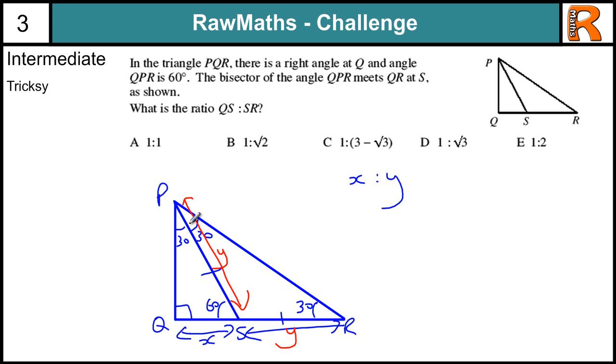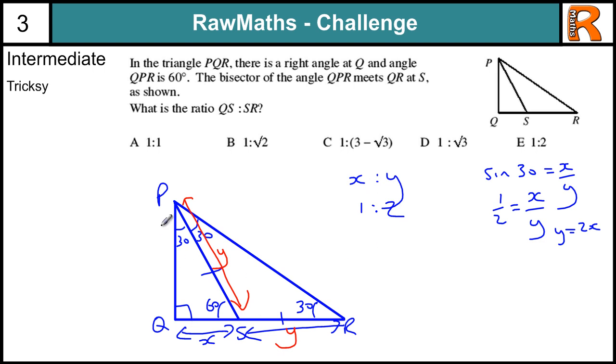Well, we could use trigonometry here and look at the ratio: the sine of 30 is opposite over the adjacent. Let's have the sine of 30 equals X over Y. And the sine of 30, we may or may not know, is a half. So that's X over Y. So that tells us that Y equals 2X. So the ratio would be, if X is 1, Y is going to be 2.